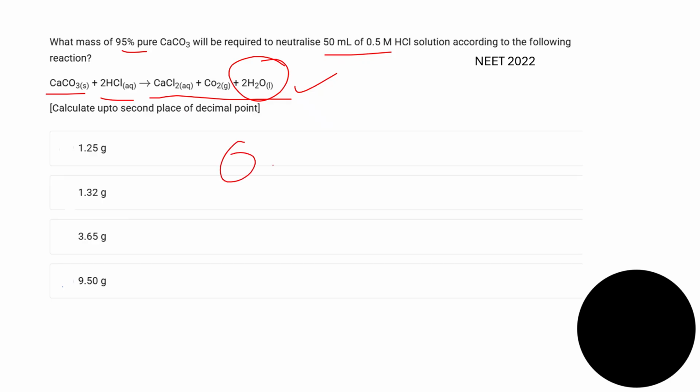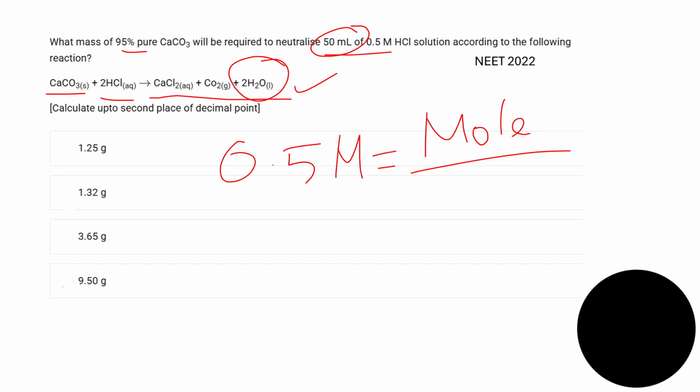Okay, 0.5 molar, capital M. Molar is equal to moles divided by volume of the solution in liter or milliliter. They gave 50 milliliter, which means in 1000 milliliter, we take only 50 milliliter, so that the 50 milliliter of 0.5 molar HCl contributing.